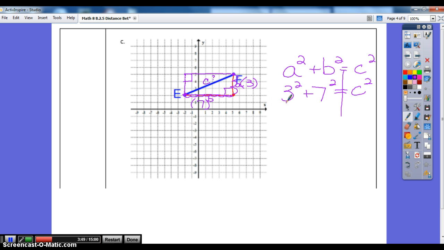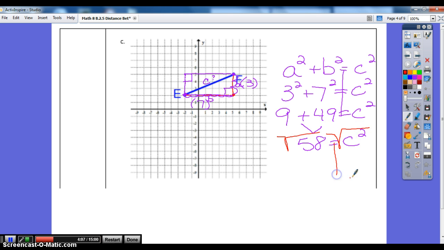So what is 3 squared? 9. Good. What is 7 squared? 49. Perfect. Add the 2 of these and we get 58. 58 equals C squared. Is 58 a perfect square? No. So here we're going to have to round to the nearest tenth. What is the square root of C squared? Nope, of C squared. C equals, now the square root of 58? 7.6. 7.6, do we all agree? 7.6 what? That would be units.